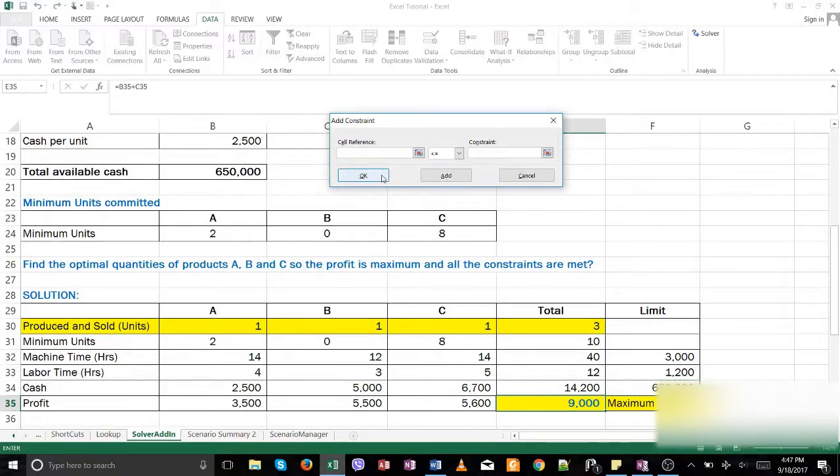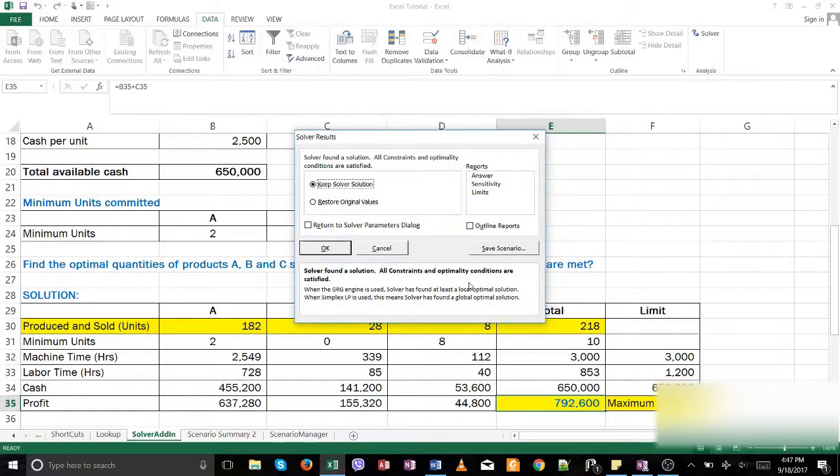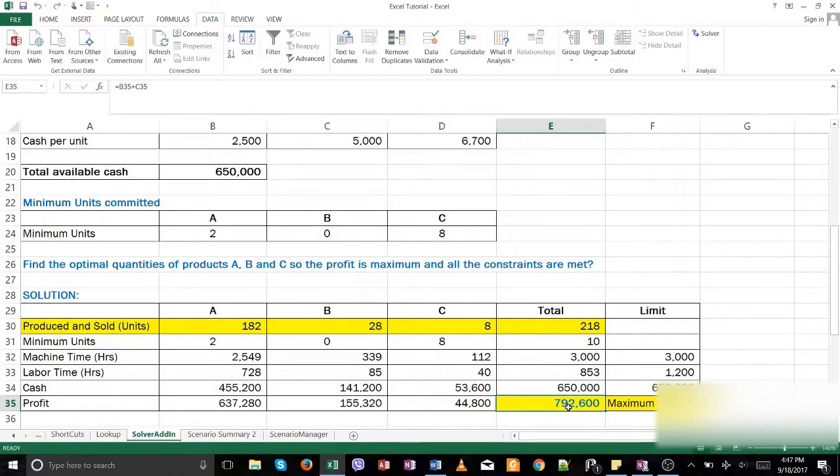Okay, now our parameters for the Solver add-in have been properly set up. Now let's click on solve. Okay, so this is the solution we obtained from the Solver add-in.